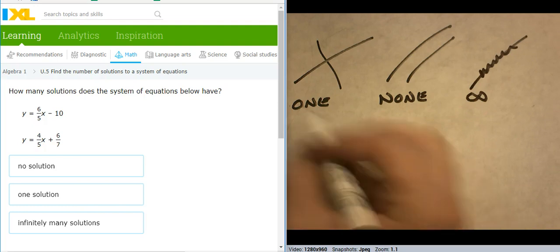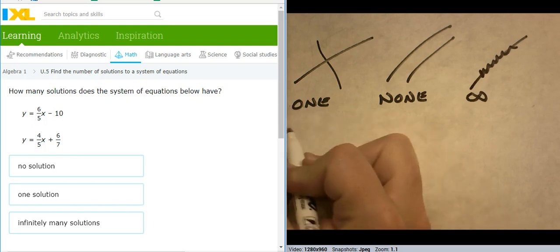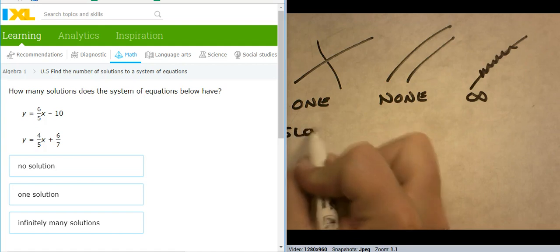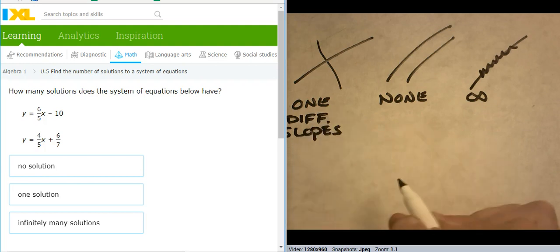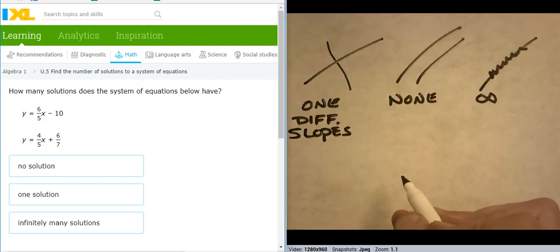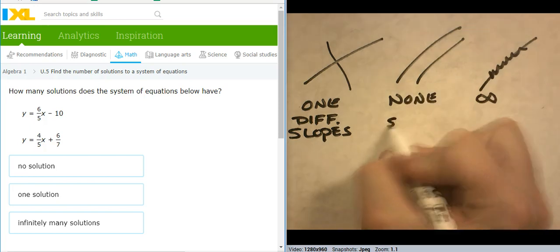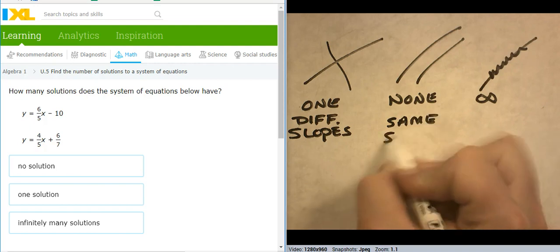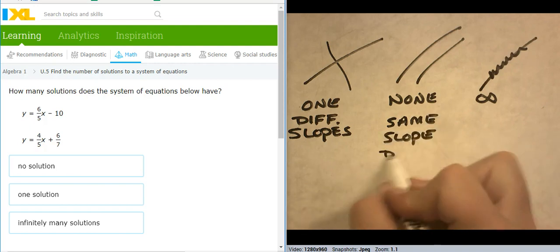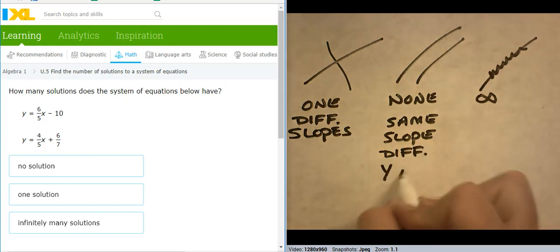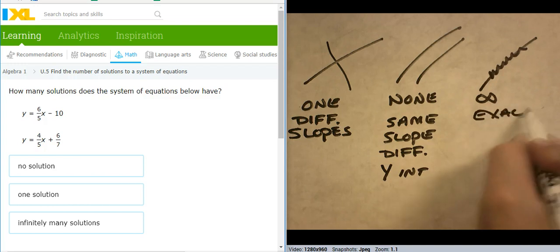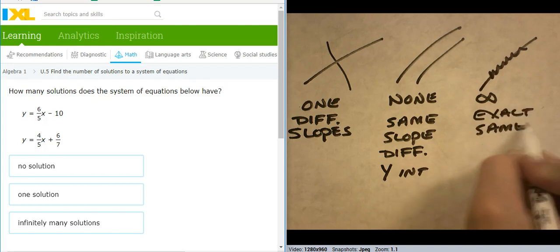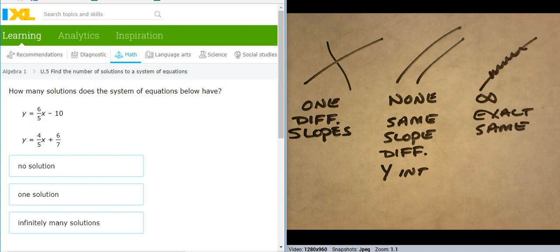When I look at the equations, if I have different slopes, then I know they're going to intersect at some point and have one solution. None means the same slope. Look at those lines. They have the same slope, but they have different intercepts. And for the infinite, it's the exact same equation. So those are the possible things that could happen. So let's look at this.